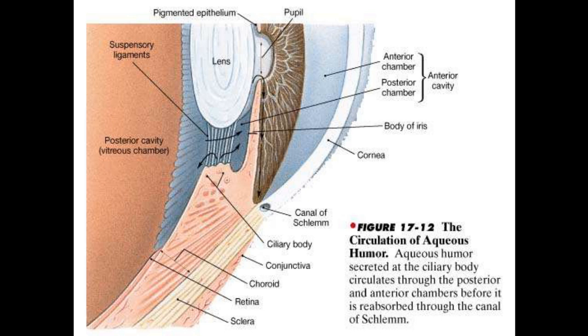So this figure shows the circulation of aqueous humor. Aqueous humor is secreted at the ciliary body. It circulates through the posterior and anterior chambers before it is reabsorbed through the canal of Schlemm. So here you can see this is the ciliary body which secretes the aqueous humor. The aqueous humor flows through the anterior and posterior chambers of the eye and then it is reabsorbed by the canal of Schlemm.